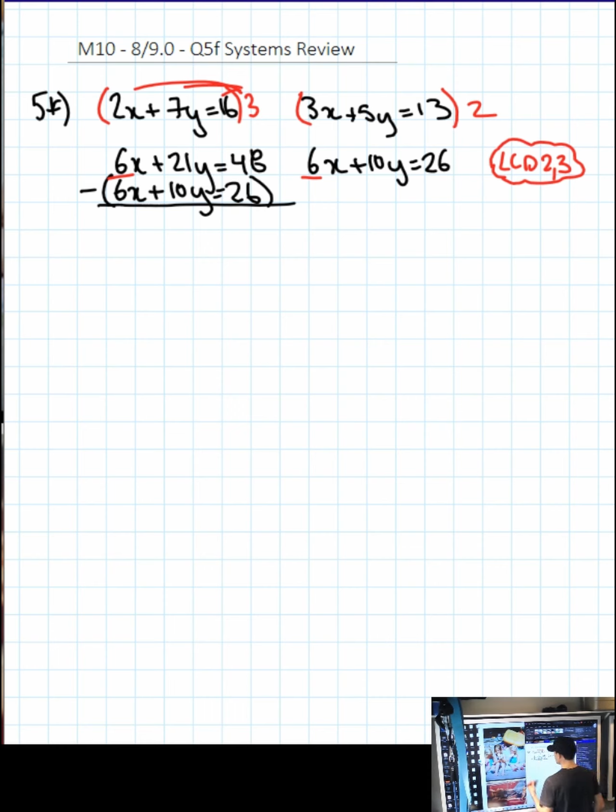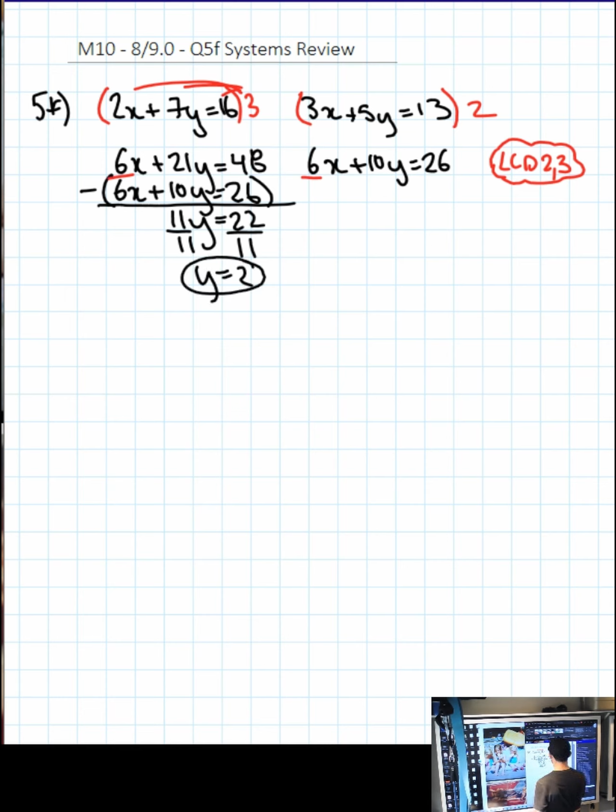6x minus 6x is 0. 21 minus 10 is 11y. And 48 minus 26 is 22. Divide both sides by 11. Y equals 2. Circle your answer.